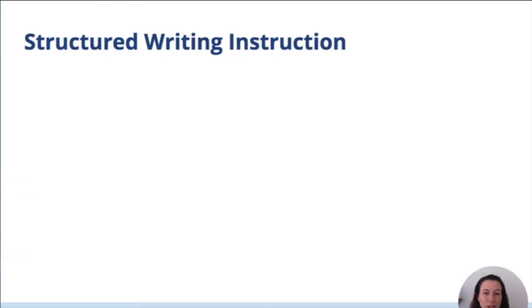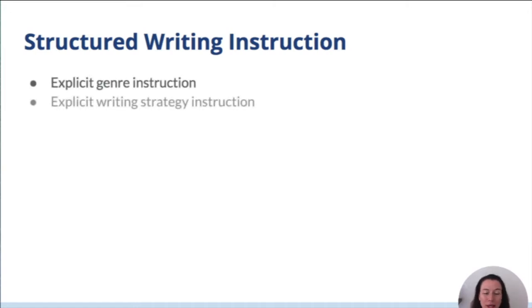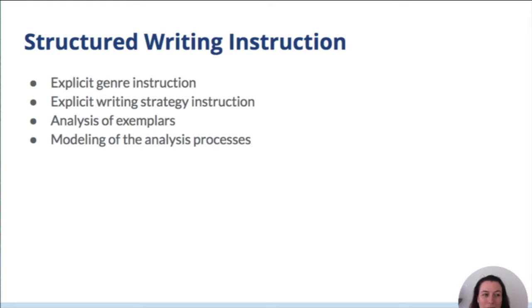Let's take a quick look at what our structured writing instruction can look like, and then we'll take a look at some digital tools. So explicit genre instruction, explicit writing strategy instruction, analysis of exemplars, modeling of the analysis process. All of these help students to get an understanding of what the expectation is for writing. If students don't know what the goal or the target is, it's very difficult for them to get there.